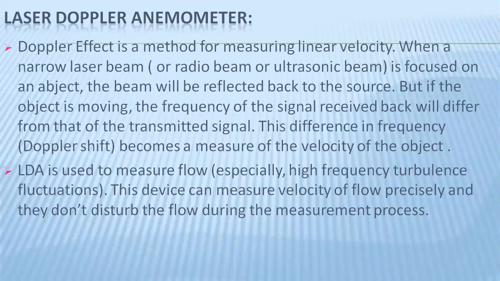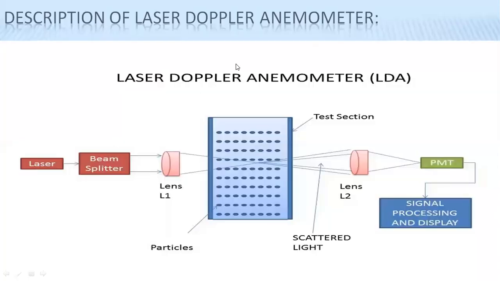It is especially useful for high frequency turbulence fluctuations, and this device can measure the velocity of flow precisely, and they don't disturb the flow during the measurement process. So the flow is a continuous process. We can calculate how much flow rate there is in that device. We can calculate it easily by using this laser Doppler anemometer.